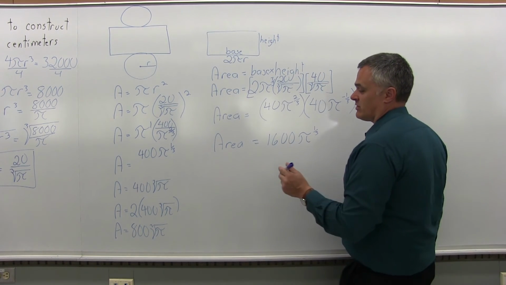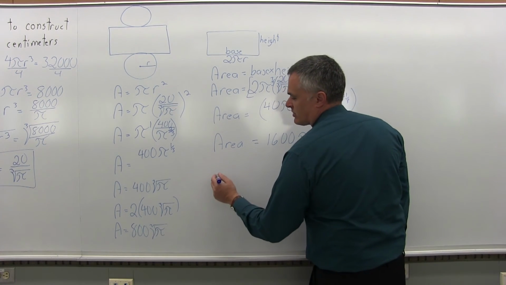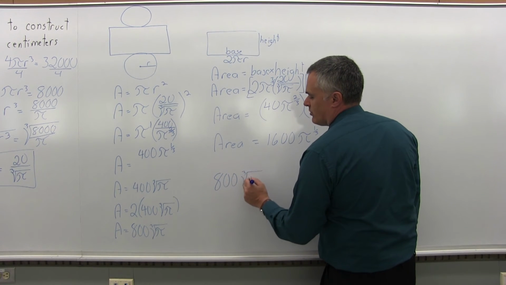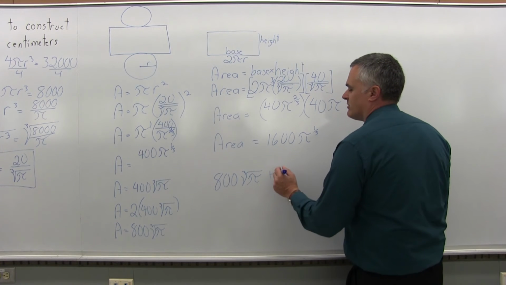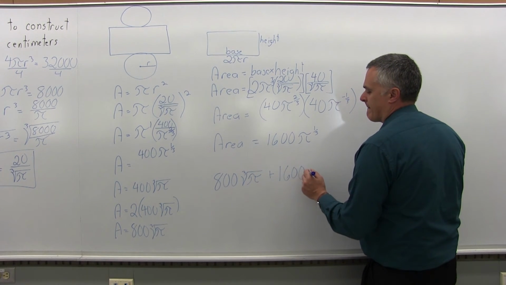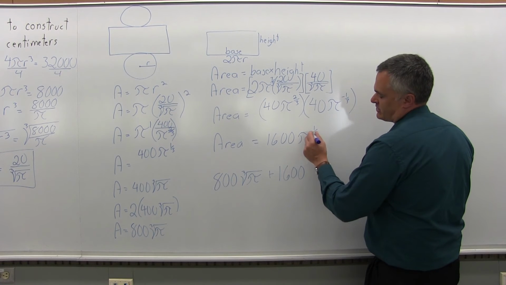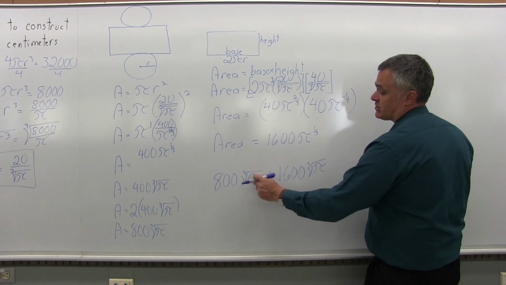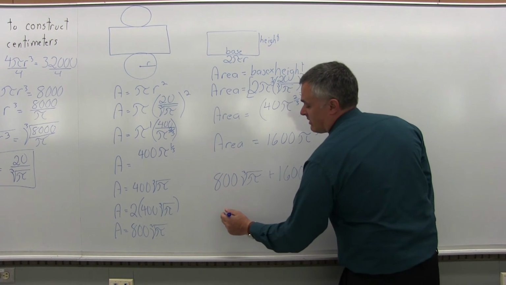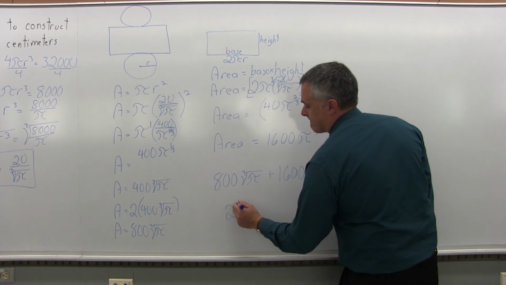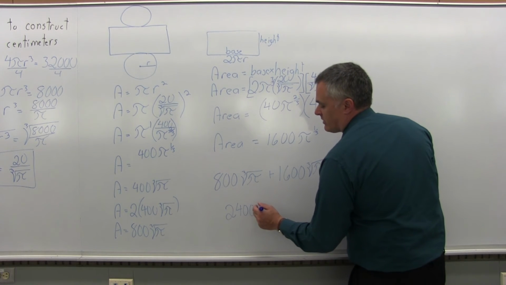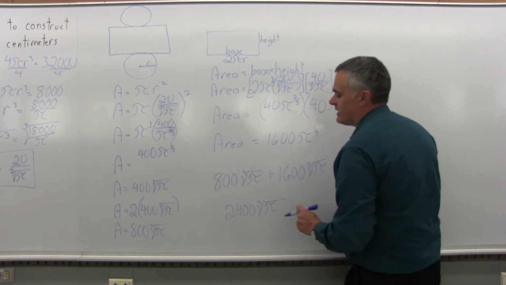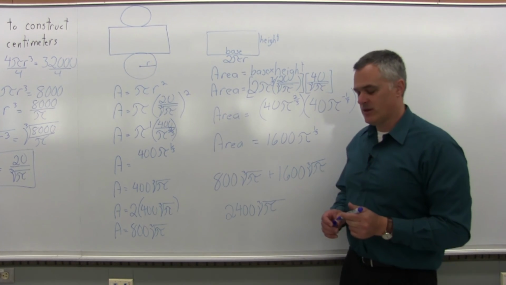So let me add the two circles plus the rectangle. The two circles was 800 cube root pi, plus the rectangle is 1600 cube root pi. So pi to the 1/3, I can call it cube root pi. And now they match. So 800 and another 1600. My total area is 2400 cube root of pi. And again, you can get a decimal value of that with your calculator if you're curious.